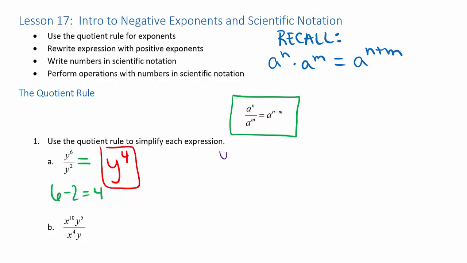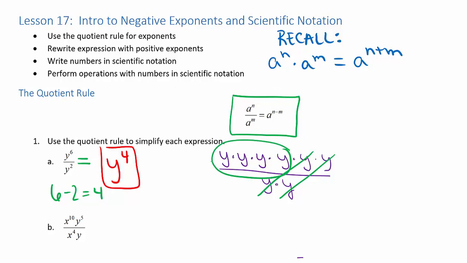I can understand why this is true if I actually write out what's happening here. y to the 6 means we have a product of 6 y's, and we're dividing by a y squared, a product of 2 y's. You have a common factor of y. You actually have two common factors of y. And you can see you're left with the product of 4 y's, or y to the fourth.